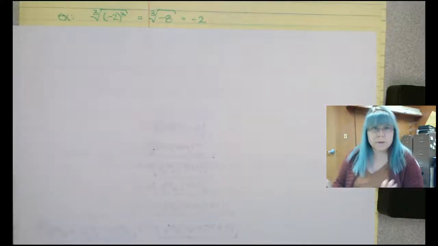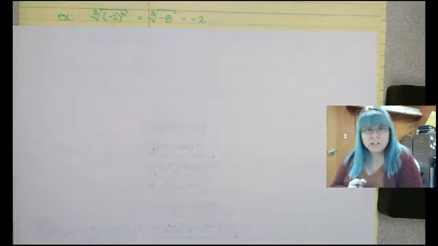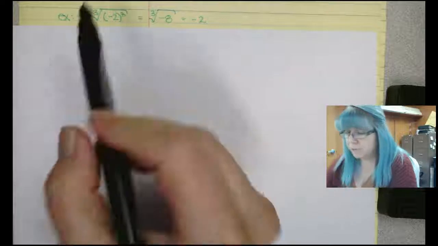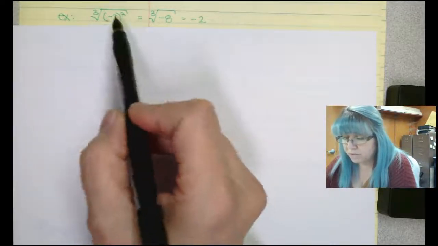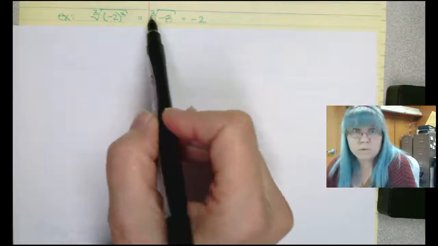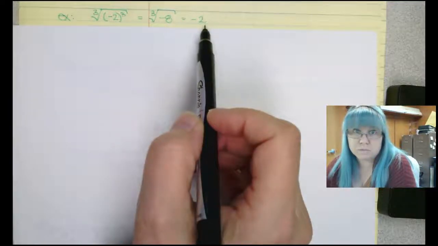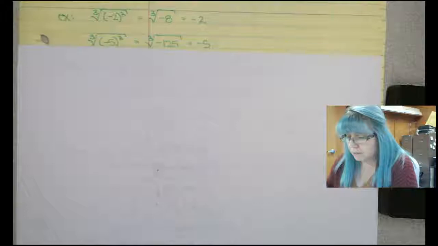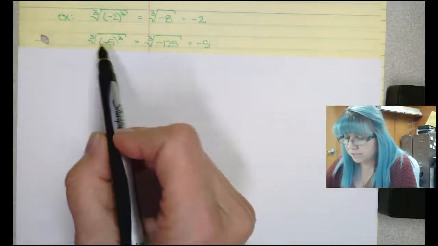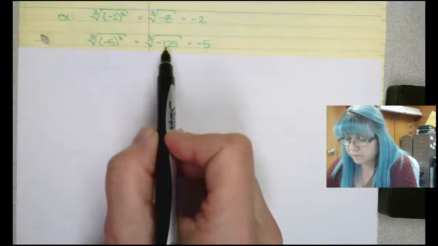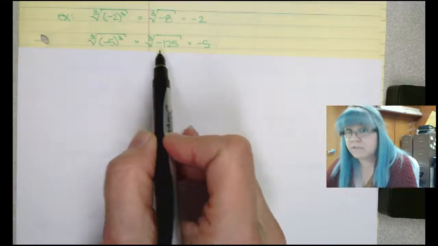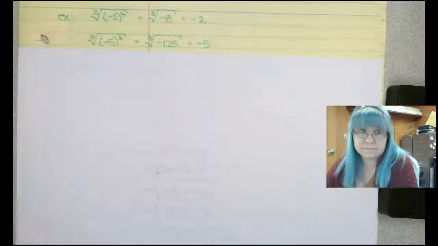Now just as a reminder, when you have odd roots, it's okay to have negative numbers. For example, the cube root of negative 2 cubed: negative 2 cubed is negative 8, and the cube root of negative 8 is negative 2. Likewise with the cube root of negative 5 cubed: negative 5 cubed is negative 125, and the cube root of negative 125 is negative 5.